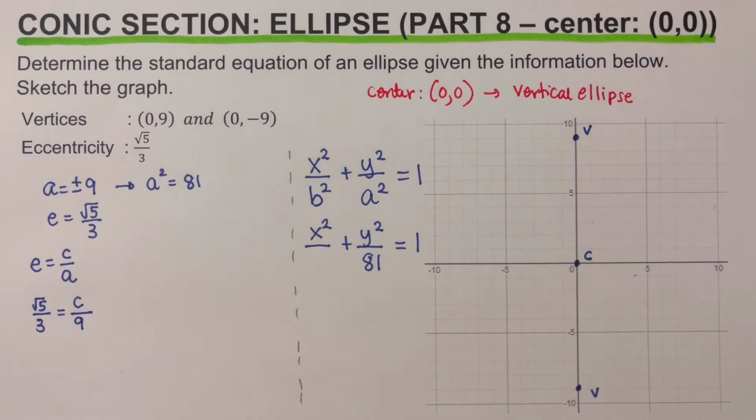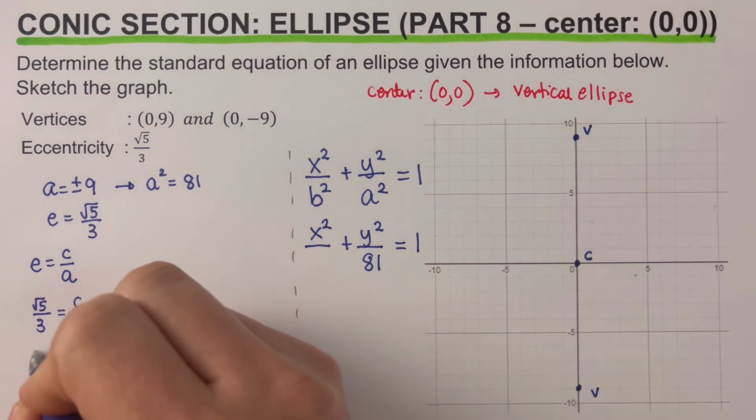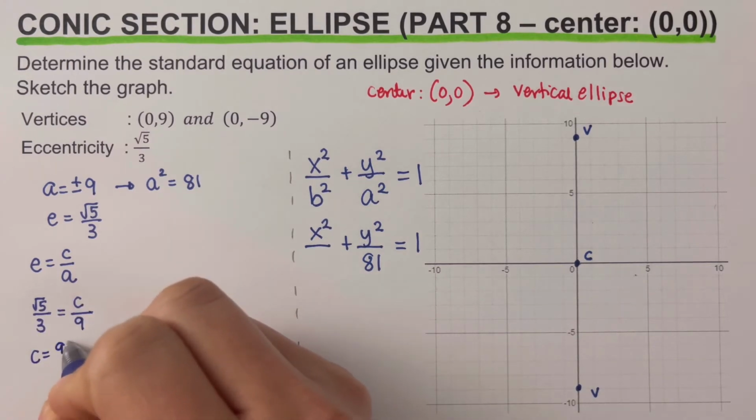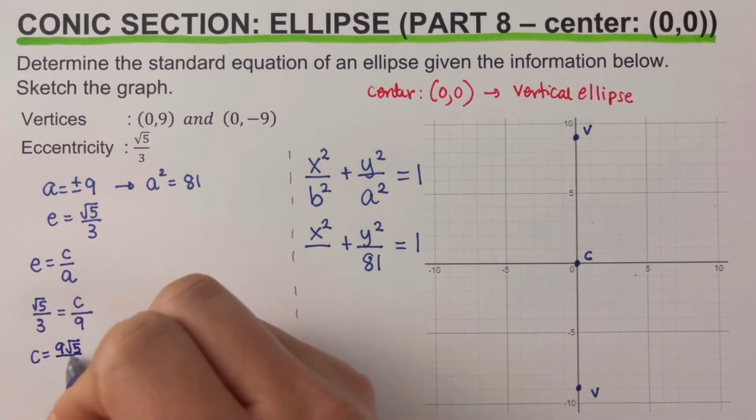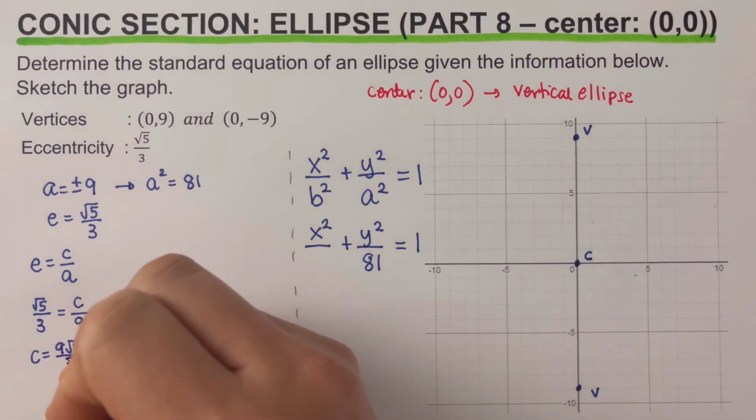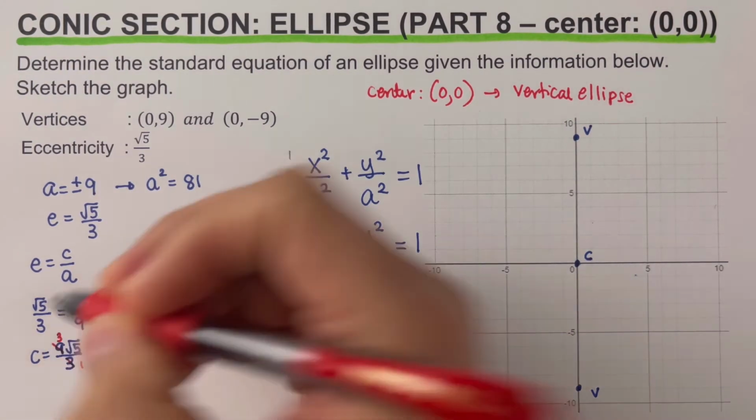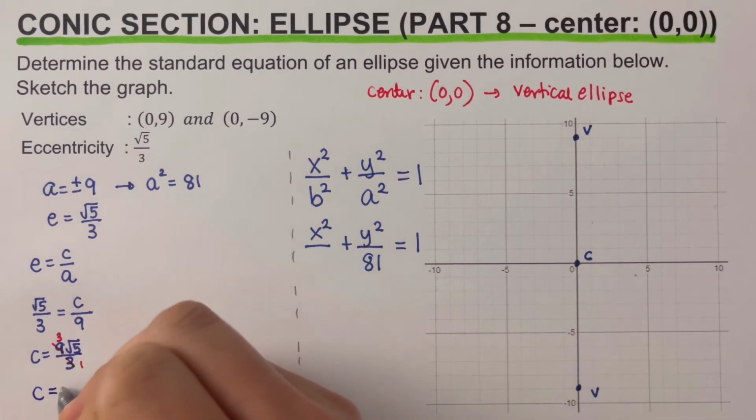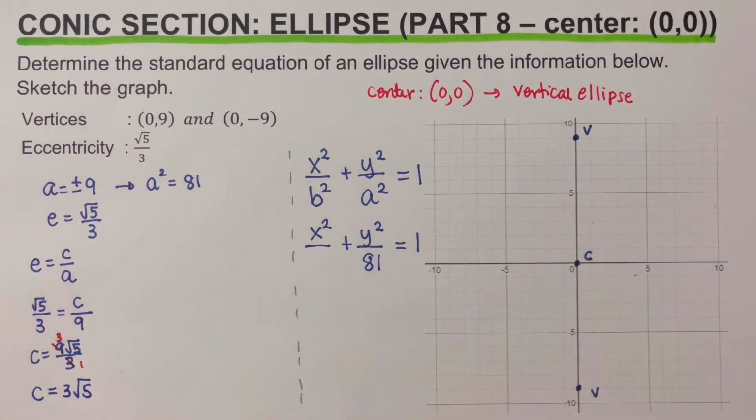So c is equal to, that would be cross multiply, 9 times square root of 5 over 3. So we can simplify this further. 9 divided by 3 comes out 3, so this becomes a 1, and this becomes a 3 here. So therefore, we can say that our c is 3 square root of 5. So this is our value for c.